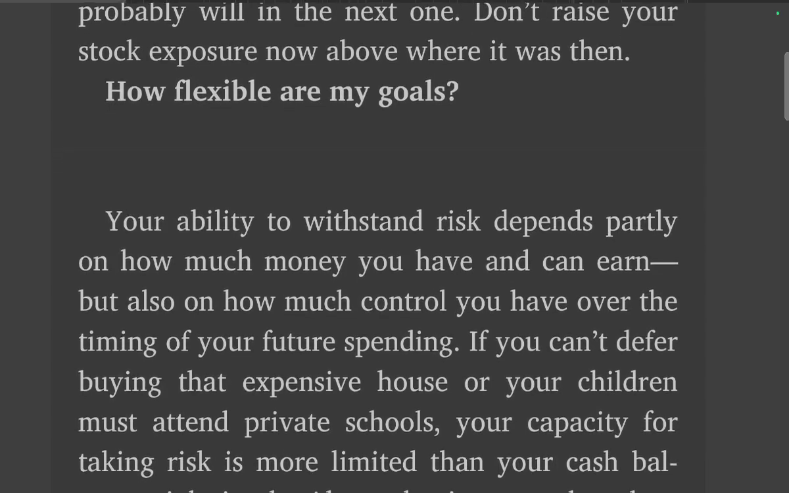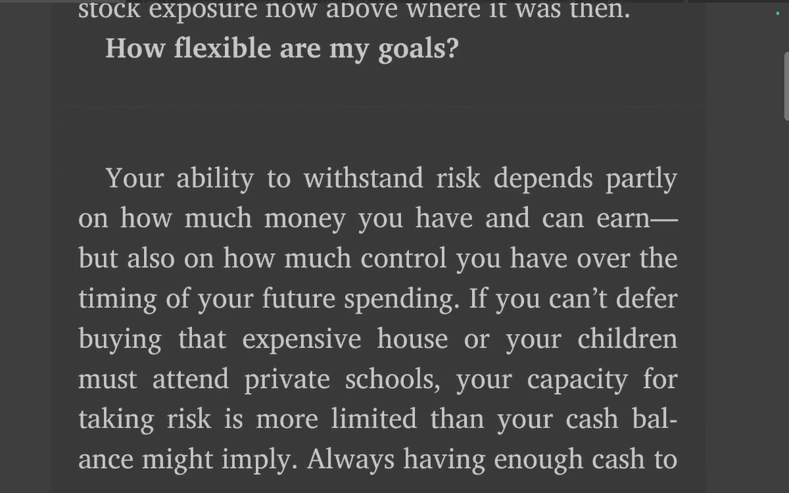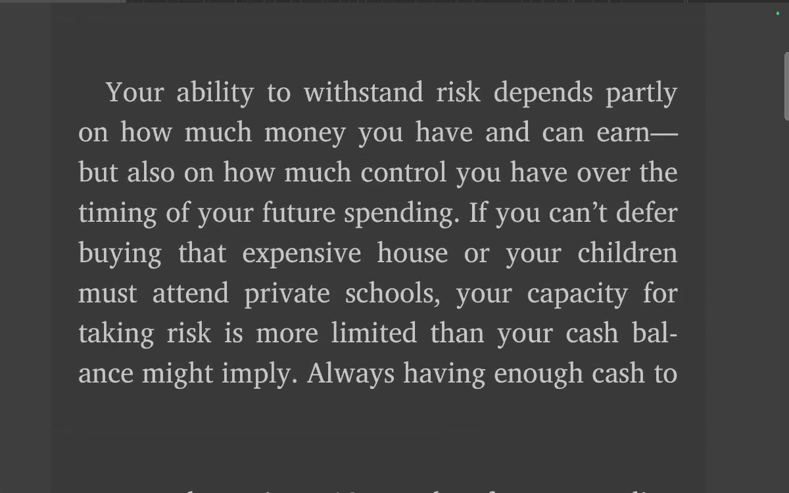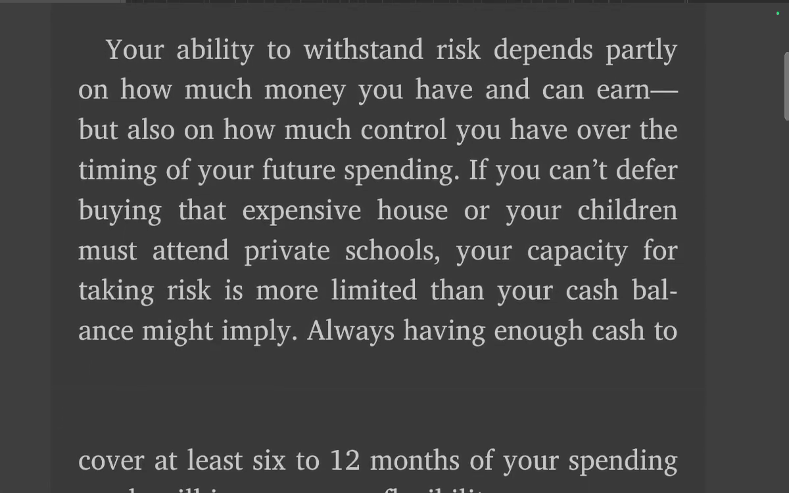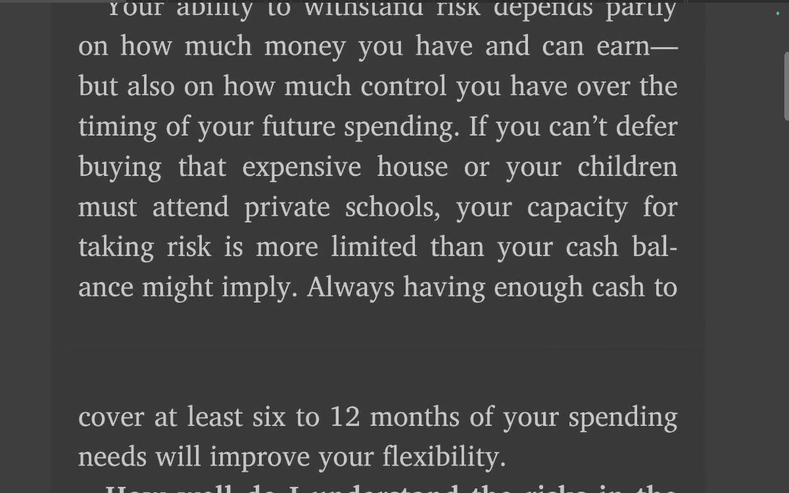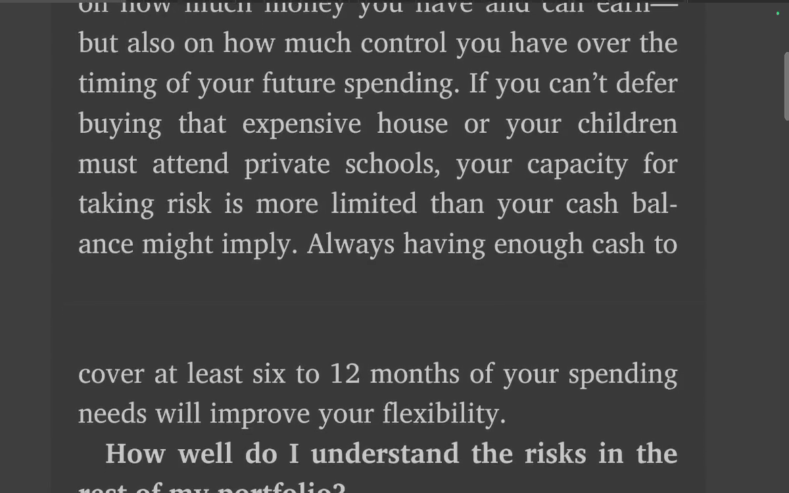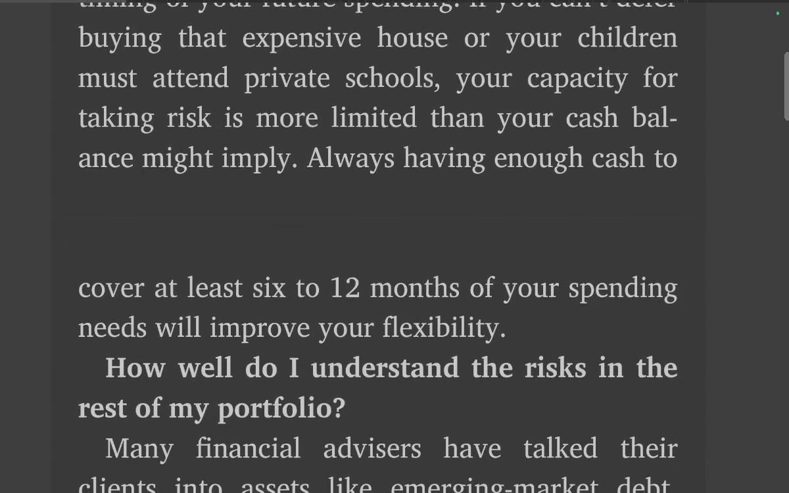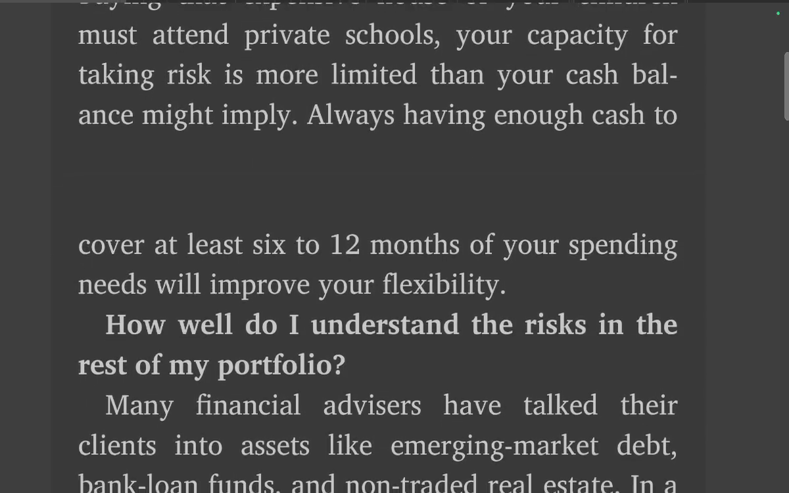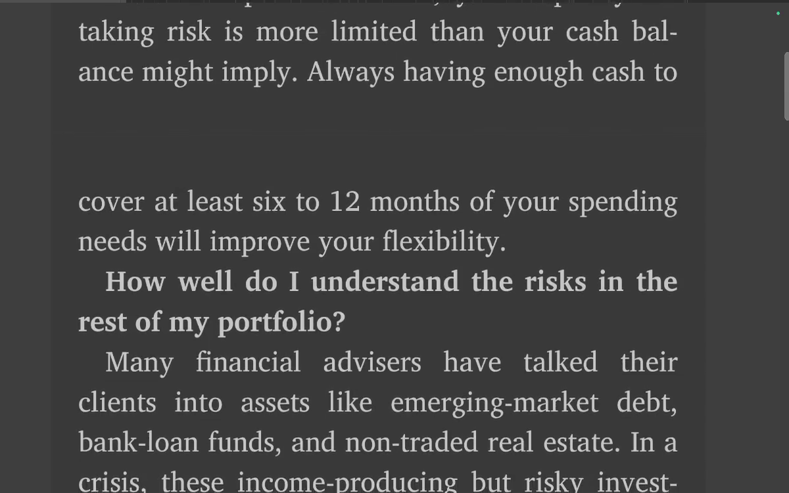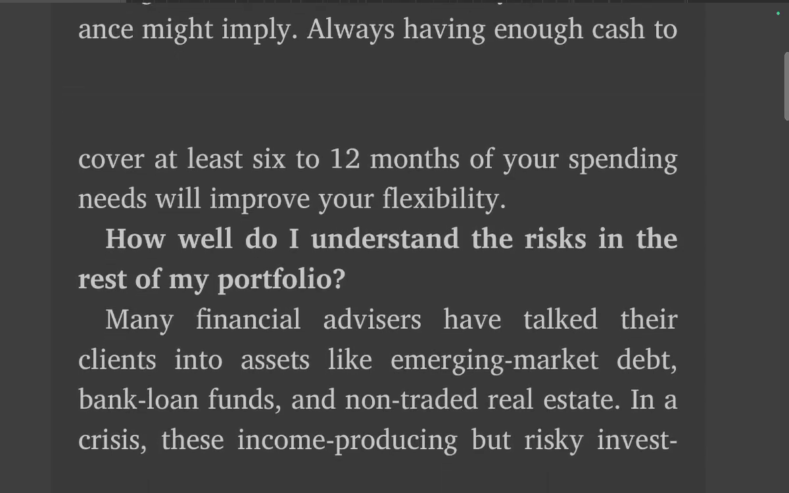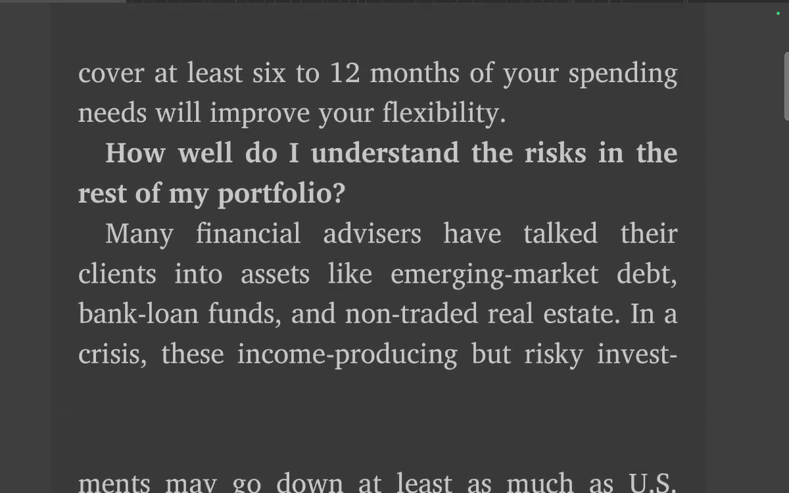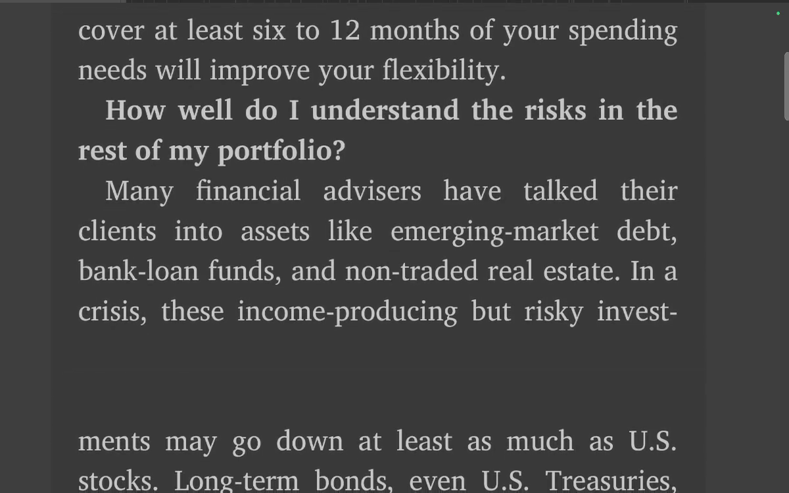Your ability to withstand risk depends partly on how much money you have and can earn, but also on how much control you have over the timing of future spending. If you can't afford to put off buying an expensive house, or your children must attend private school, your capacity for taking risk is more limited than your cash balance might imply. Always having enough cash to cover at least 6 or 12 months of your spending needs will improve your flexibility.